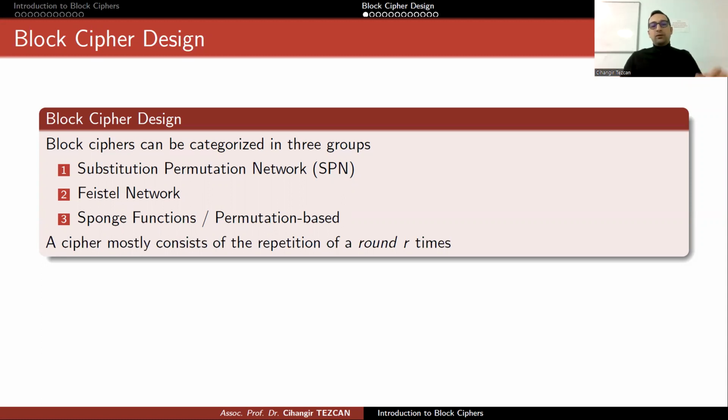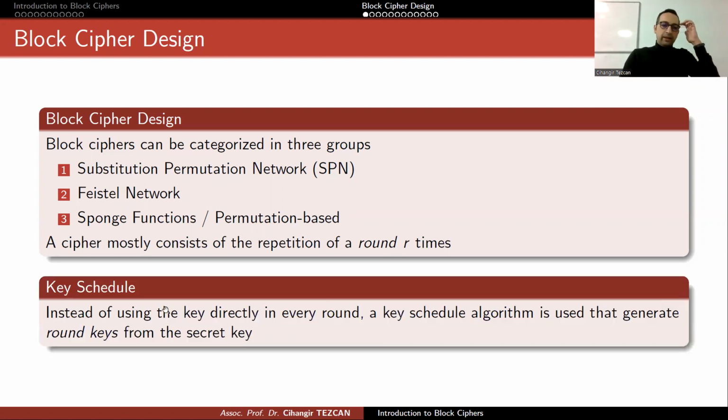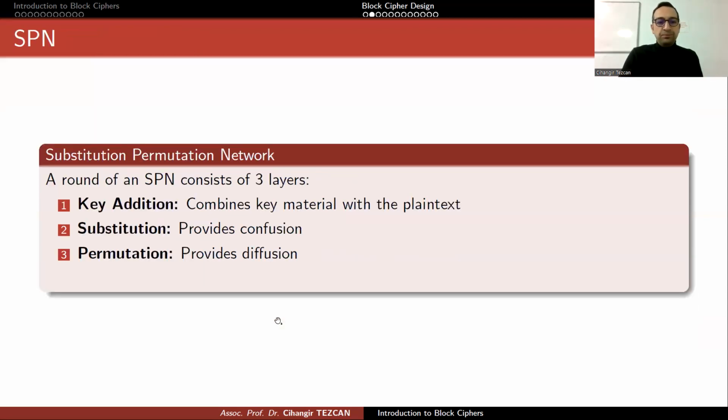Designing something big makes it harder to analyze. So what we do is as follows: just design a round which includes confusion and diffusion, then repeat it R many times. That is the main idea behind block ciphers. Key schedule is another part of the design. So you have the secret key, but instead of using the key directly in every round, a key schedule algorithm is used to generate round keys from the secret key. This way you cause more diffusion and confusion.